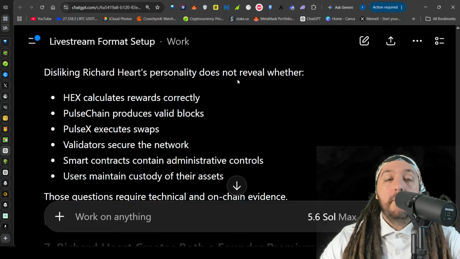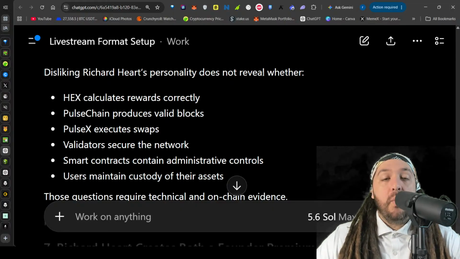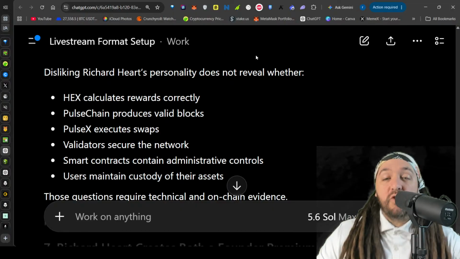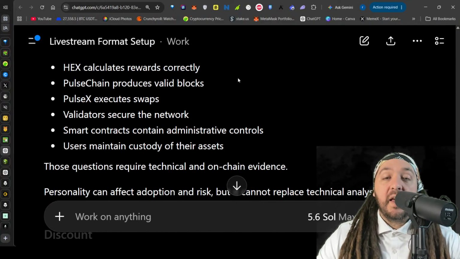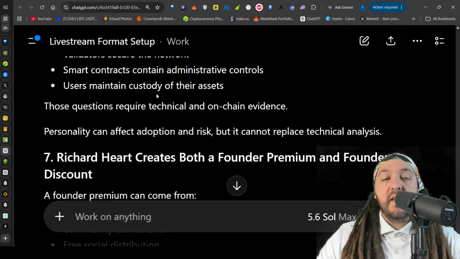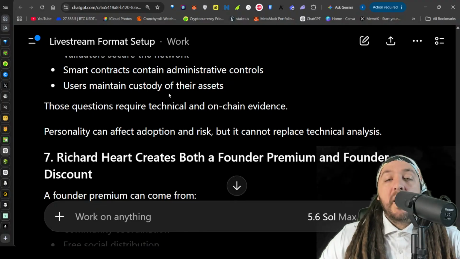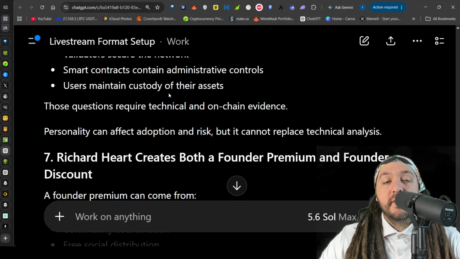PulseChain produces a valid block. PulseX executes swaps, validators secure the network, smart contracts contain administrative controls, and users maintain custody of their assets. Those questions require technical and on-chain evidence. Personality can affect adoption or risk, but it can't replace technical analysis.